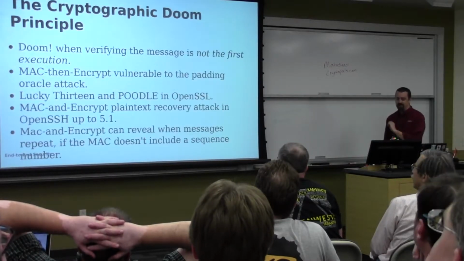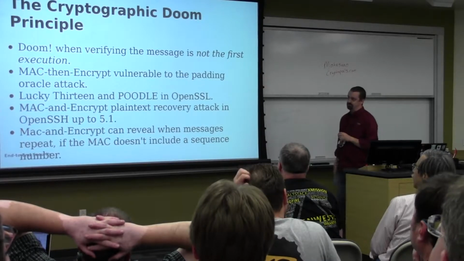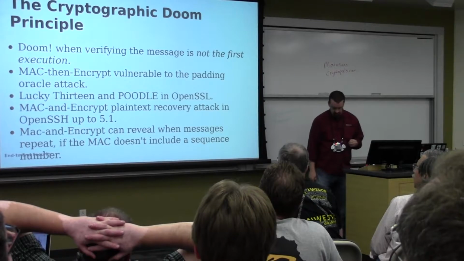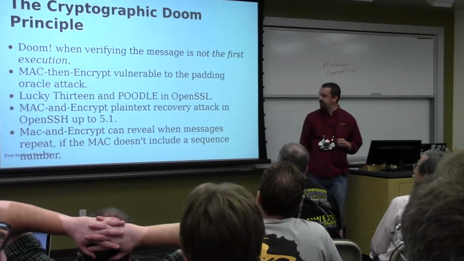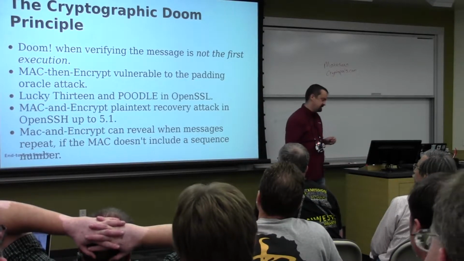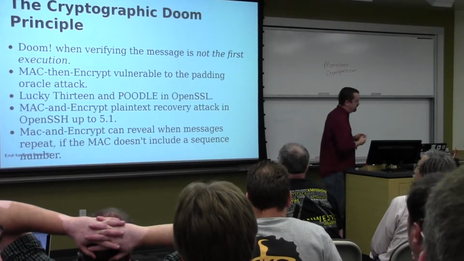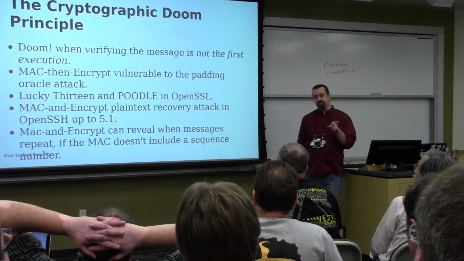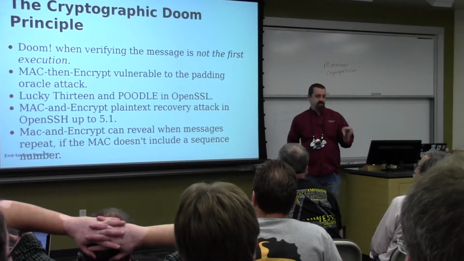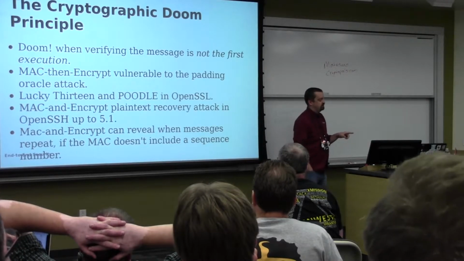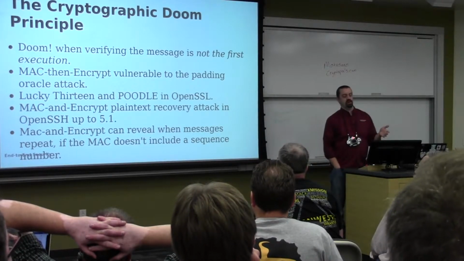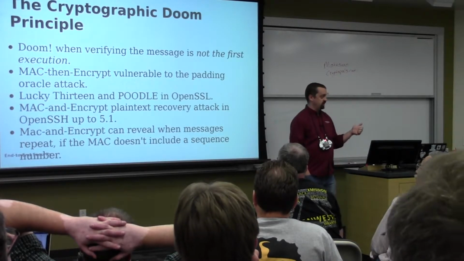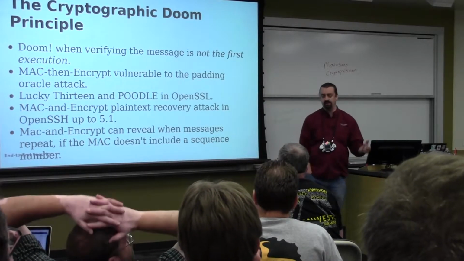All right, let's talk about the cryptographic doom principle. I forget the, no, it's Moxie. I forget his first name. He defined this principle, and he says that you are doomed if you do anything other than encrypt, then MAC. If the first thing you're doing is not verifying the integrity of the ciphertext, you're in trouble. And he lists two very common examples of what happens, one with encrypt and MAC, and the other with MAC-then-Encrypt.